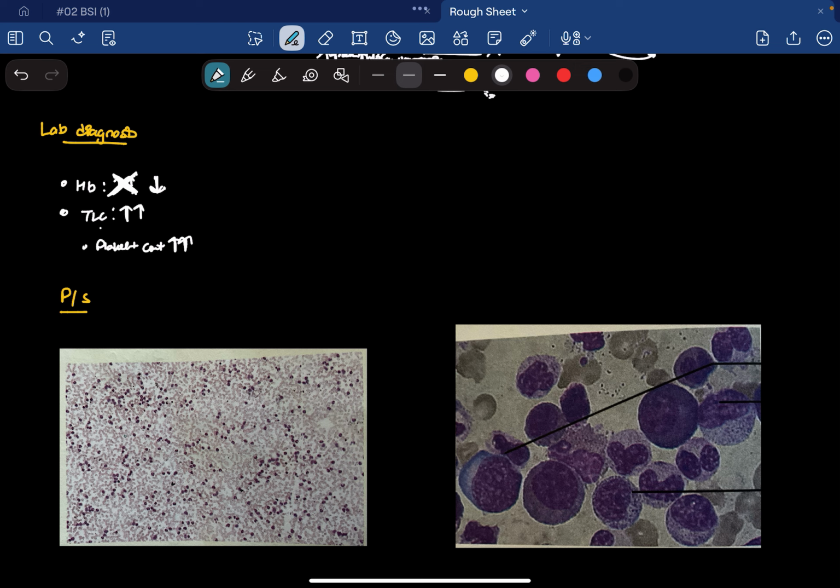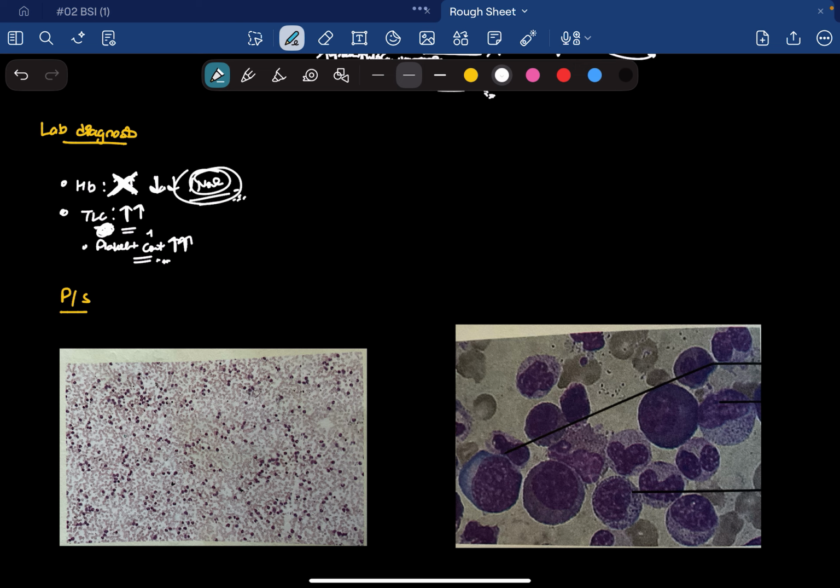Only the granulocyte series and the megakaryocyte series are going to increase. So hemoglobin is going to be low or normal, because of no effect on the erythroid series.